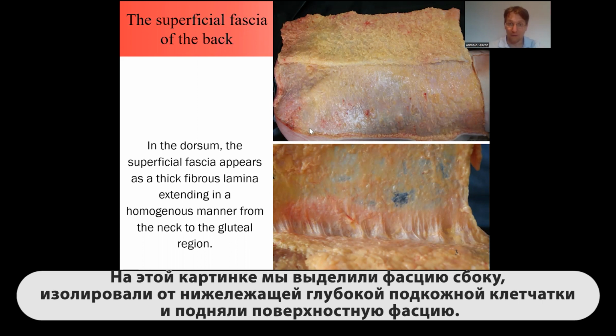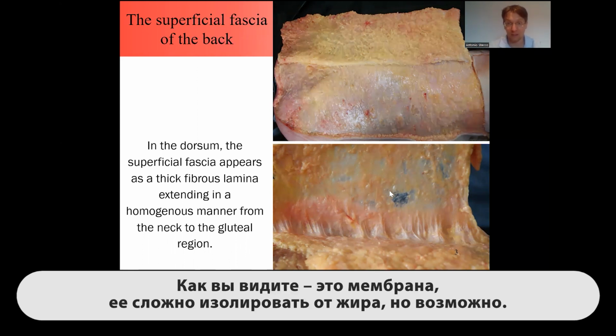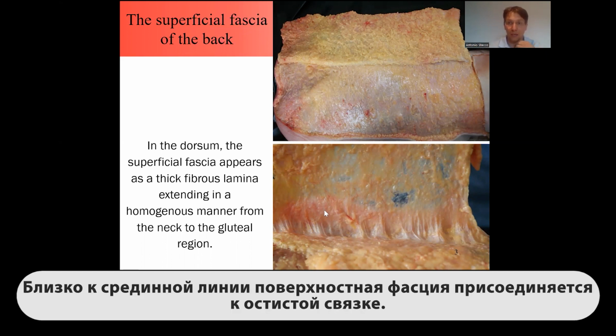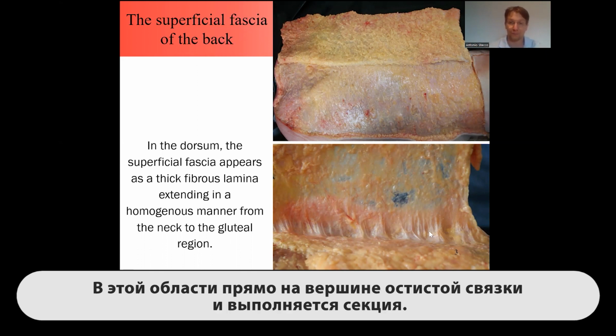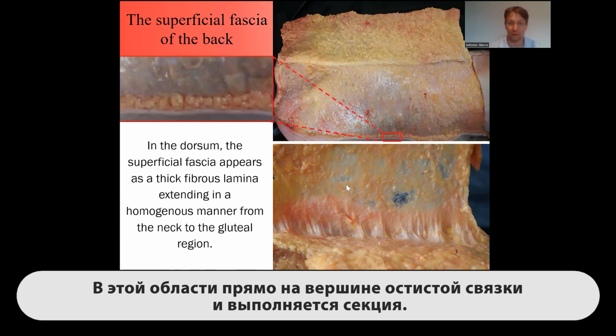In this picture, we have a cut of the superficial fascia from the side, isolated from the underlying deep adipose tissue, and we have left the superficial fascia. As you can see, it's like a membrane that is difficult to separate from the fat, but you can do that. Close to the midline, the superficial fascia is adherent to the supraspinal ligament. So at this level, right on the top of the supraspinal ligament, this dissection cannot be performed.